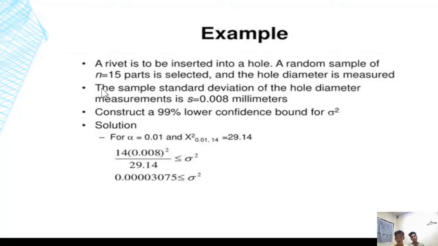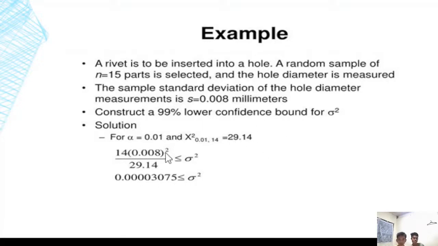Example nitong chi-square: a rivet is to be inserted into a hole. A random sample of n equal to 15 parts is selected, and the hole diameter is measured. The sample standard deviation of the hole measurement is s equal to 0.008 millimeters. Construct a 99% lower confidence bound for sigma square. Solution: alpha is equal to 0.01 and chi-square sub 0.01 comma 14 is equal to 29.14.